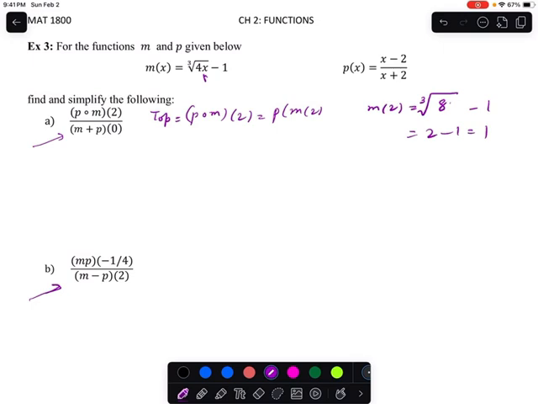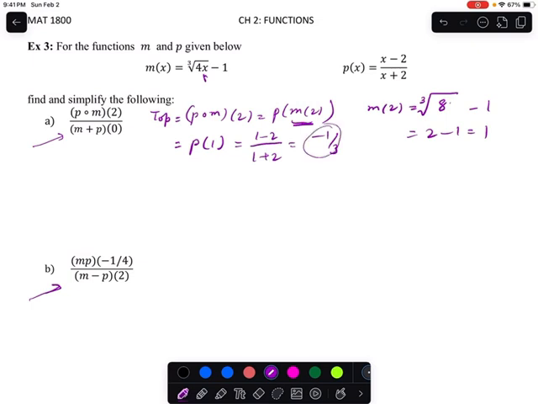Now we have to take this M of 2 and plug it in over here, which means this becomes P of 1. And what is P of 1? Plug in, you get 1 minus 2 over 1 plus 2, so negative 1 over 3. That is our top.